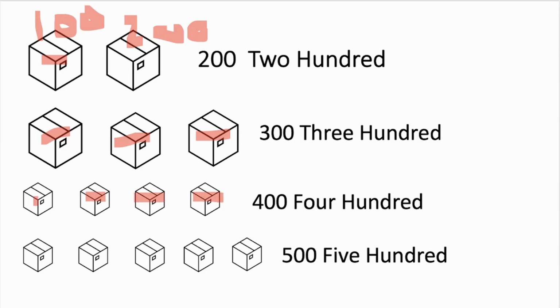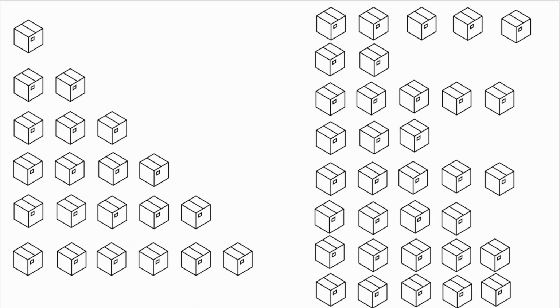And then we have 500, so it's 5 boxes: 1, 2, 3, 4, 5. 500. And we're just going to do the same thing here, so we're going to count these boxes individually.